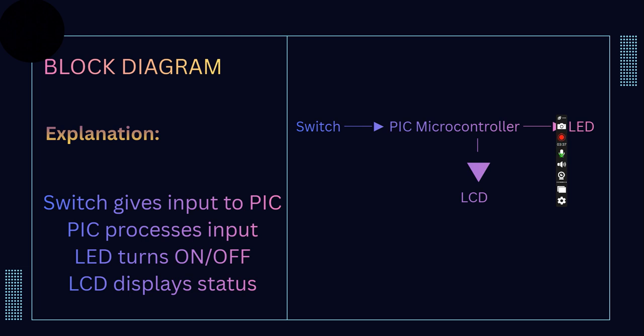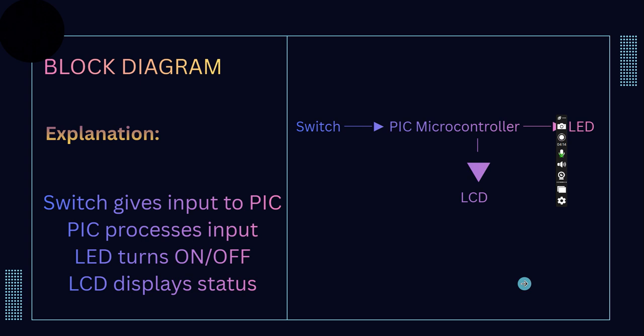Now I will explain the block diagram of our project. In the block diagram, the PIC 16F877A microcontroller is placed at the center because it is the main controller of the system. On one side, we have the push button switch, which is connected to one of the digital input pins of the PIC. On the other side, we have the LED connected to an output pin and the 16x2 LCD module, which is connected to a group of output pins from the microcontroller.